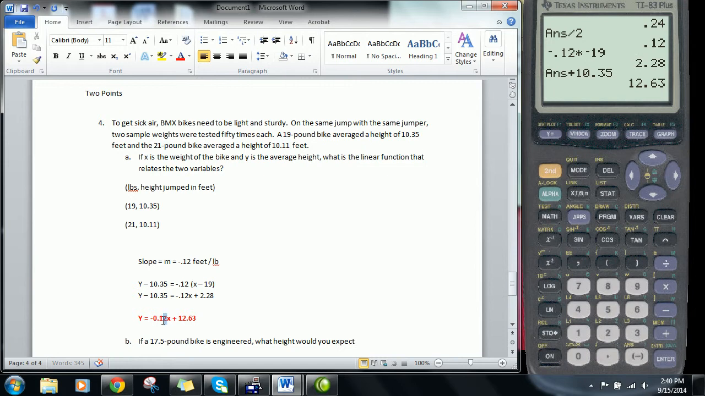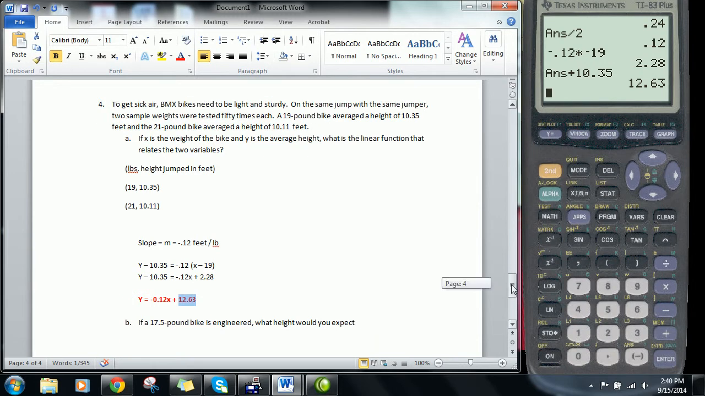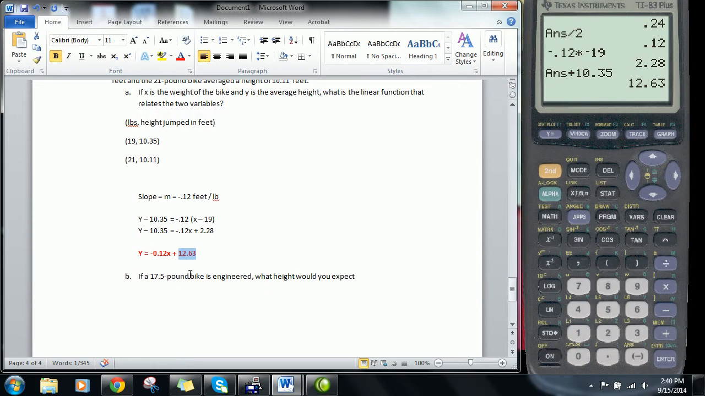Here's my slope. Here's my quote-unquote y-intercept. In this case, that would indicate the weight for jumping 0 feet. Okay. Now I'm going to use that to answer the following questions.